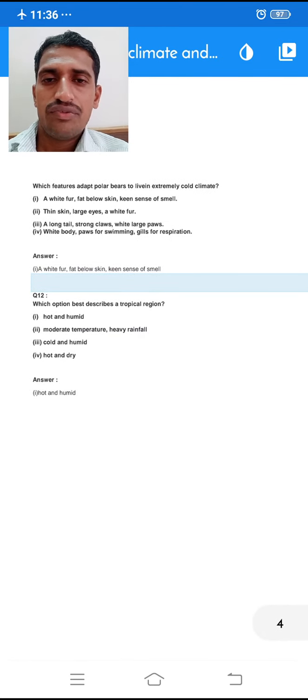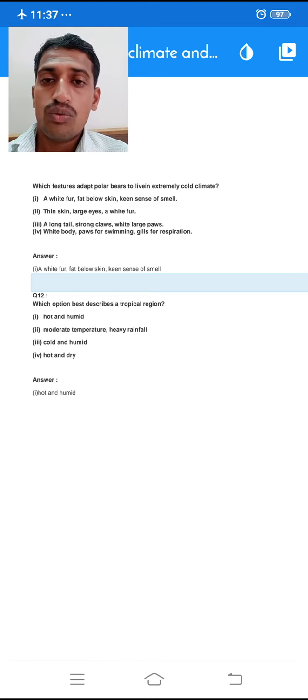And which features help polar bears adapt to live in an extremely cold climate? What kind of features does it have? The first one: white fur, fat deposition under its skin, and a keen sense of smell. Those are the adaptation features it has to live in the polar regions. Not thick skin, large hair, white fur, no. Long and strong claws, no, not like that. So the first option is correct.